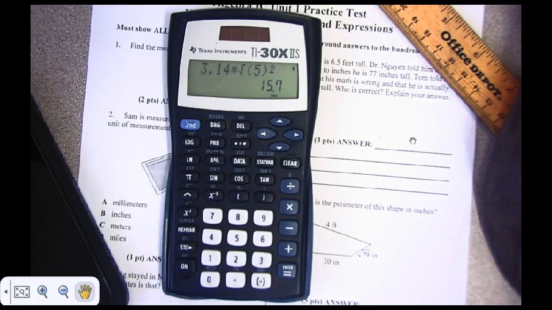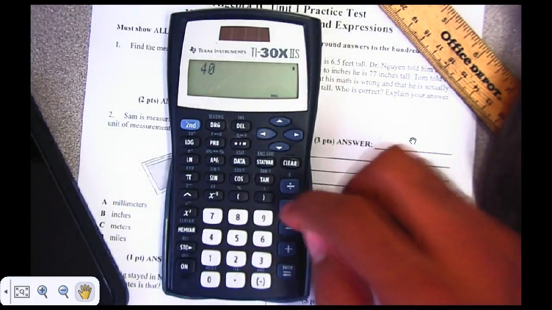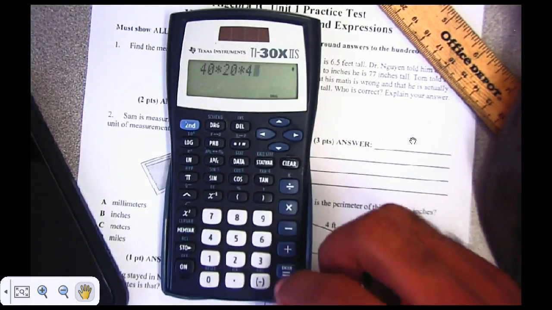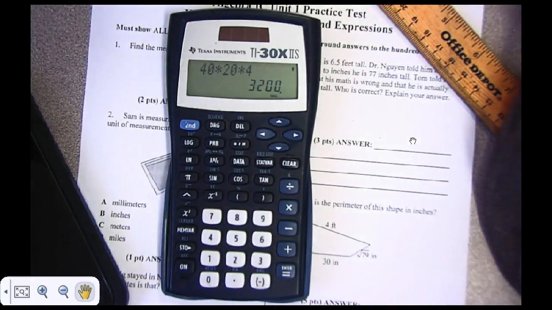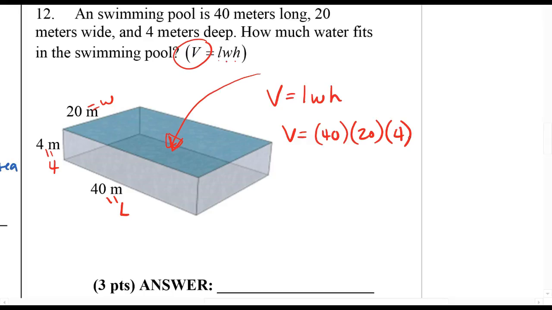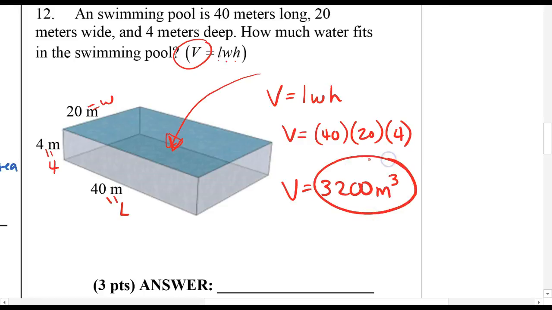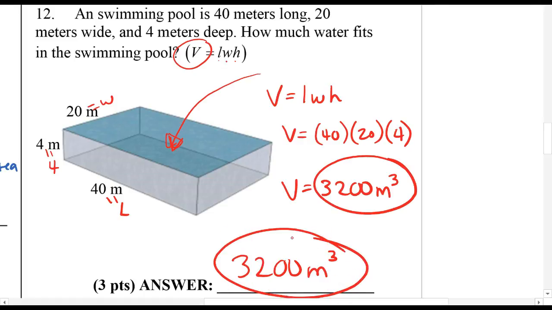What I'll do is I'll just do it in my calculator real quick. 40 times 20 times 4, 3,280. I'm sorry, 3,200. So the volume is 3,200. Now remember, this is measured in meters. So meters, and when we talk about volume, we put cubed or to the 3rd power. So 3,200 meters cubed.